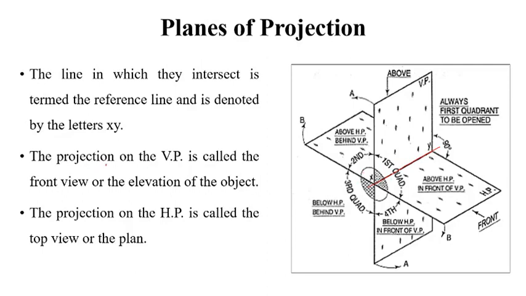Next, the projection on the vertical plane is called the front view or the elevation of the object. That means if we have an object here, when the object is projected in the vertical plane, we will get the front view of the object. And when the object is projected on the horizontal plane, then we will get the top view or plan of the object.